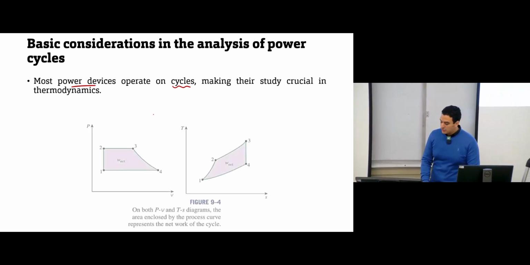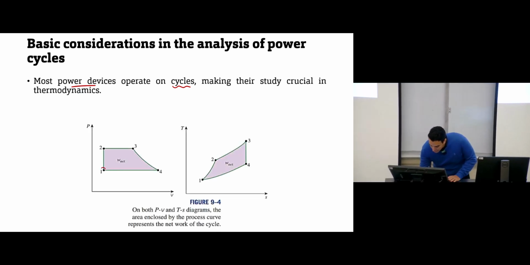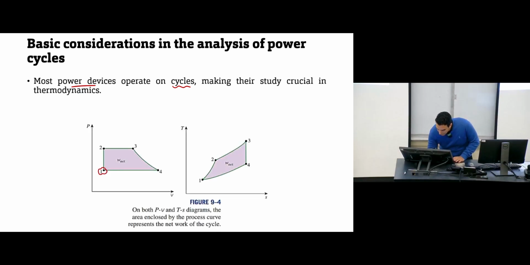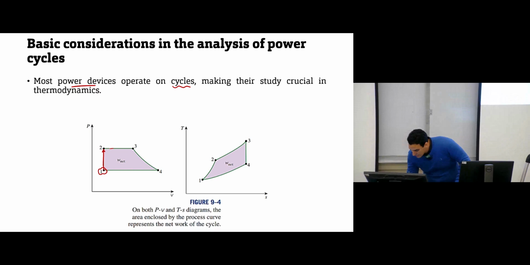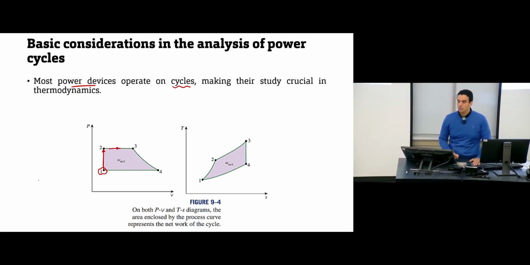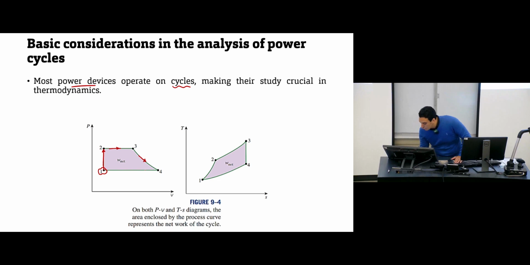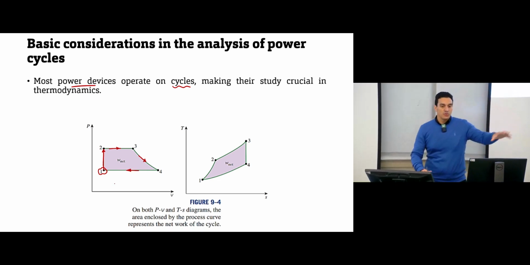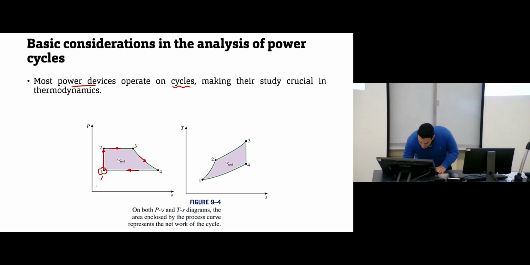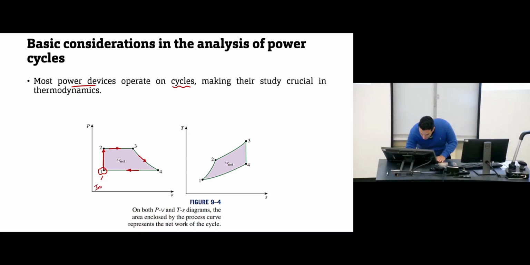Operating on a cycle means, let's assume we start at this point. So we have some changes happen. I will change the conditions from this point to this point. Then I will have changes happen to the conditions from point number 2 to point number 3. Then I will have changes happen from 3 to 4. Then I will have a change happen from 4 to return back to the initial point. So point number 1, this is my initial point, and at the same time, this is my final point.